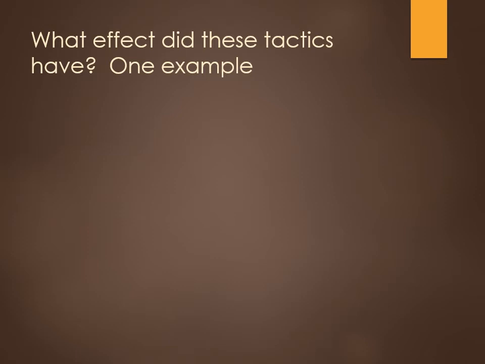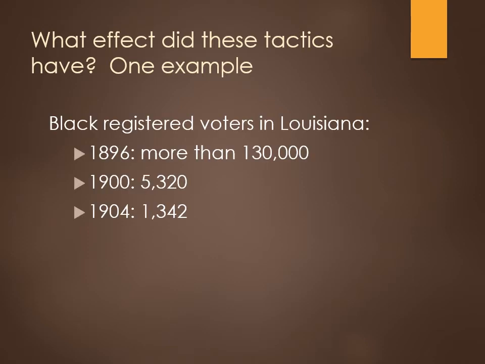Now, if these tactics were effective, we should have some evidence of this. And we do in the state of Louisiana. There's been careful study of this. In 1896, the evidence shows that more than 130,000 registered voters existed in Louisiana. By 1900, the number went down to 5,300. And by 1904, it had been reduced by almost 99%. This is the time when Jim Crow was becoming entrenched in the South, and disfranchisement of black men was rampant.